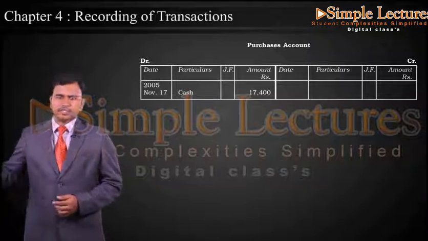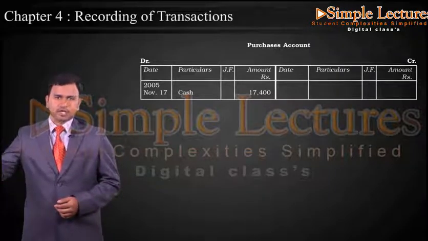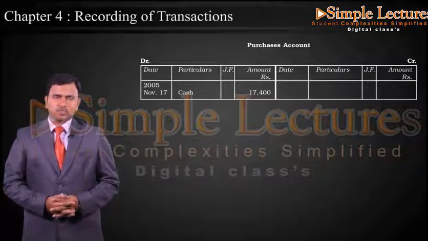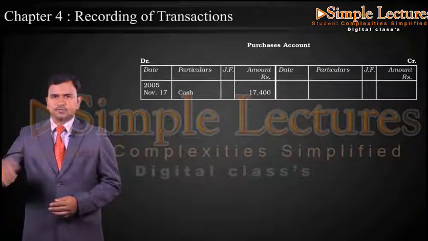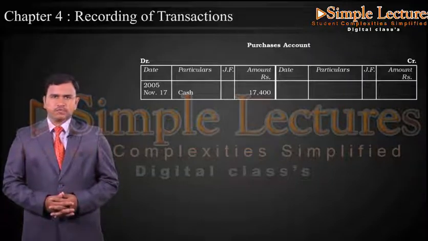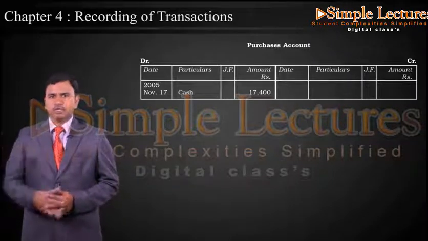17,400. Credit side above total by balance carried down 17,400, again in the debit side next to the total to balance brought down 17,400. Next account we have stationery, which was again in the credit side of cash account.